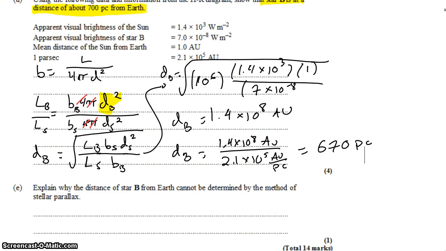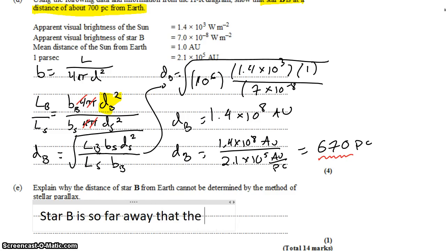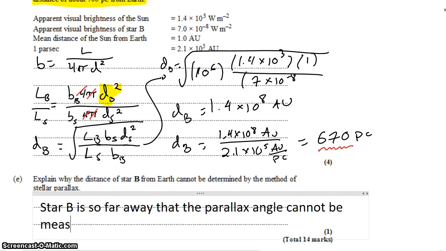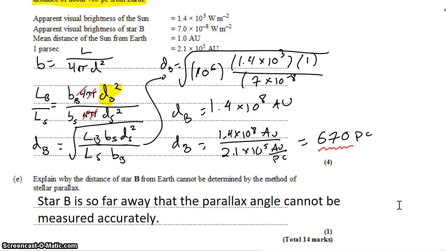Finally, we need to explain why the distance to star B from Earth cannot be measured by the method of stellar parallax. The problem is this right here. That's quite far. That is a few thousand light years away. Star B is so far away that the parallax angle can't be measured accurately. Well, that's really all it is. It's so far away that the parallax angle is so tiny that we just really can't take a measurement of it.